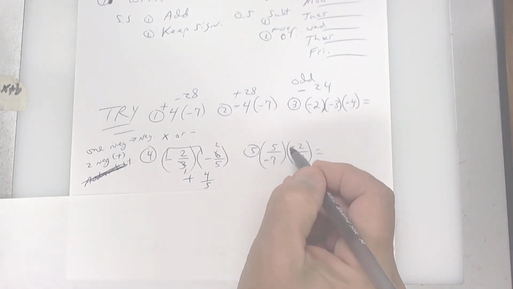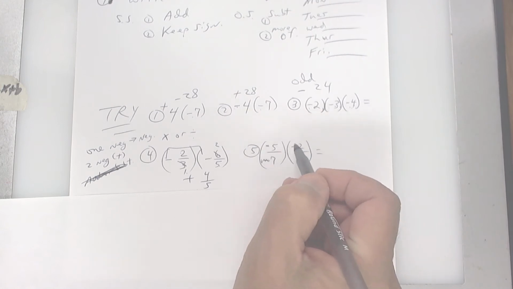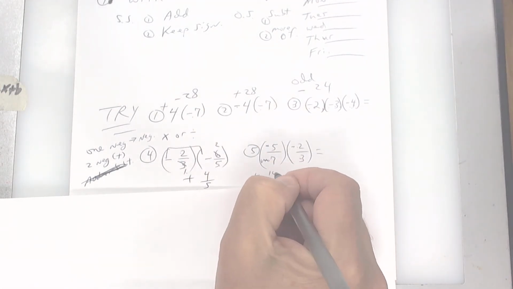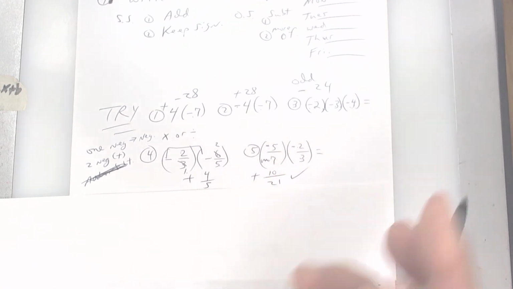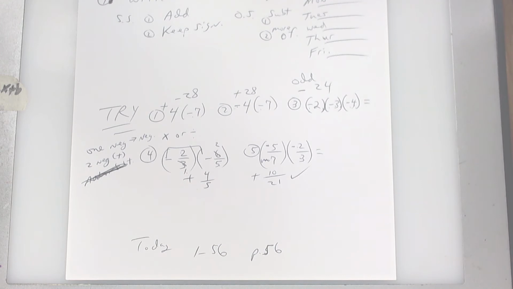This one is a negative times a negative. Okay, you could put the negative up here if you want. A negative times a negative, that's 2 negatives, so that's going to be a positive. So this is going to be 10 over 21. And that's how you do it. And here's today's work. All right, let's go on. Let's go to geometry.